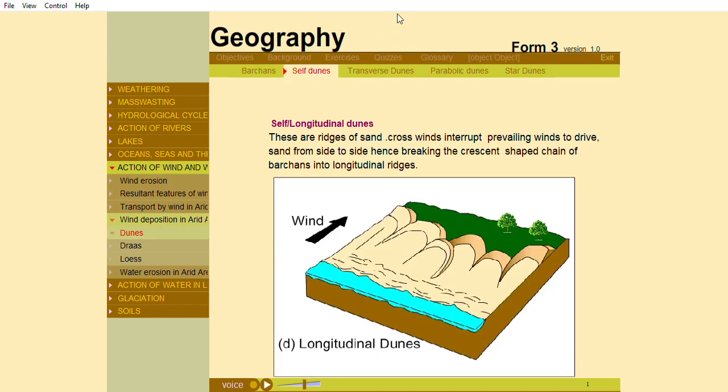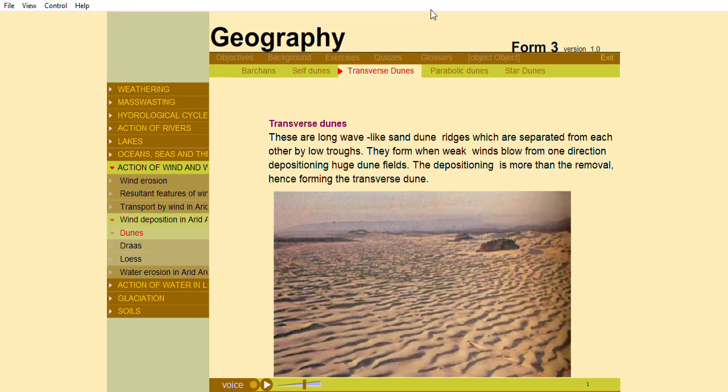Seif or longitudinal dunes. These are ridges of sand. Crosswinds interrupt prevailing winds to drive sand from side to side, hence breaking the crescent-shaped chain of barchans into longitudinal ridges. Transverse or lateral dunes. These are long wave-like sand dune ridges which are separated from each other by low troughs.